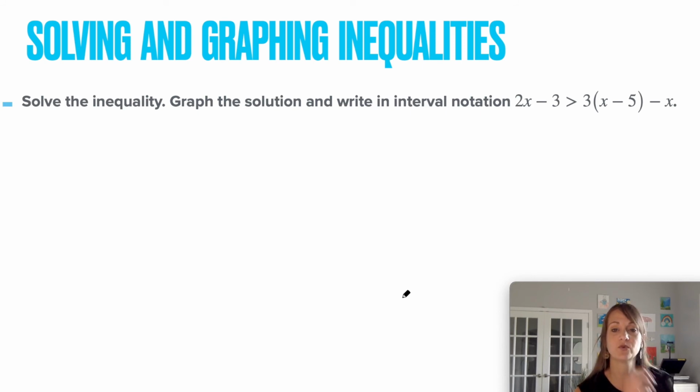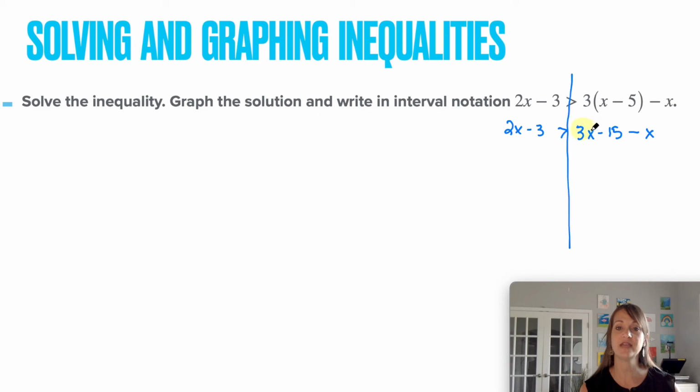Now, in this case, we're going to find something different actually happens when we get to our answer. So let's go ahead and solve this first. We will get 2x minus 3 is greater than, I've got to distribute, 3x minus 15 minus x. Now, we have a 3x and a -x on the same side, so we need to combine like terms. We will get 2x minus 3 is greater than 2x minus 15. A 3x and a -x give me 2x.